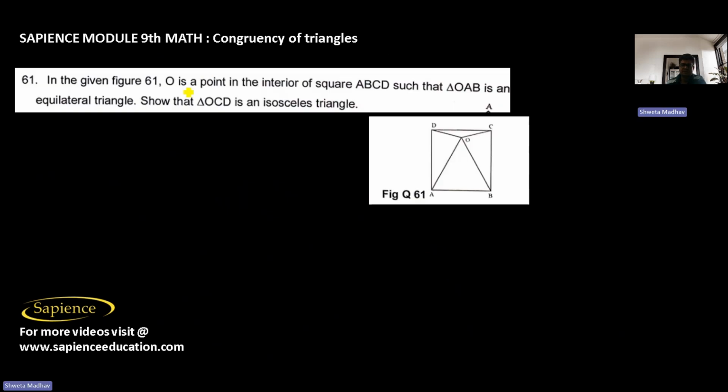In the given figure 6.1, O is a point in the interior of the square ABCD such that triangle OAB is an equilateral triangle. Show that triangle OCD is an isosceles triangle.